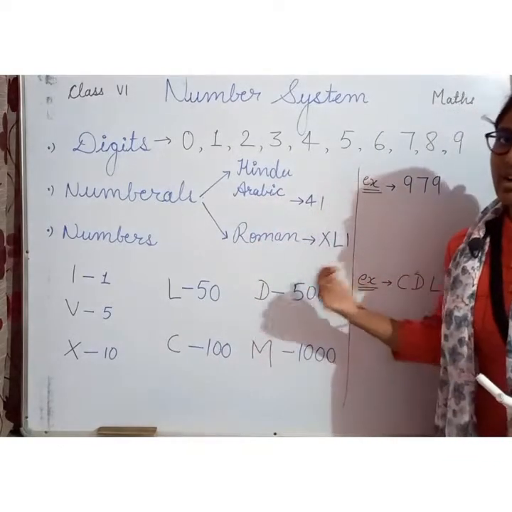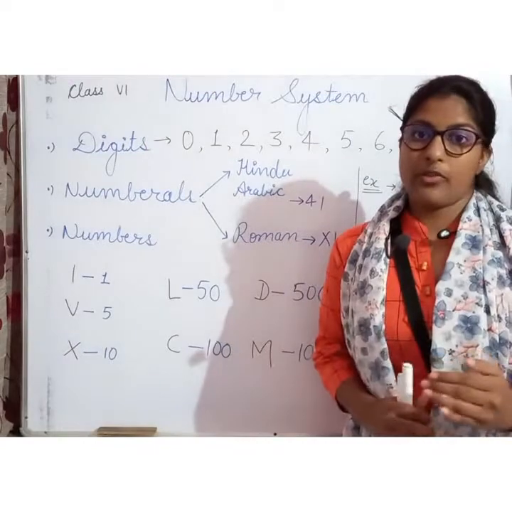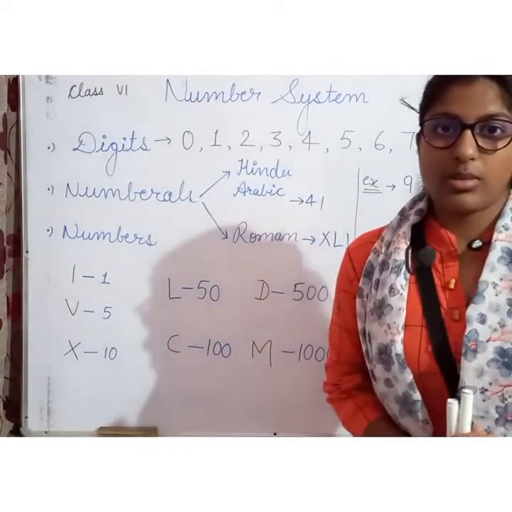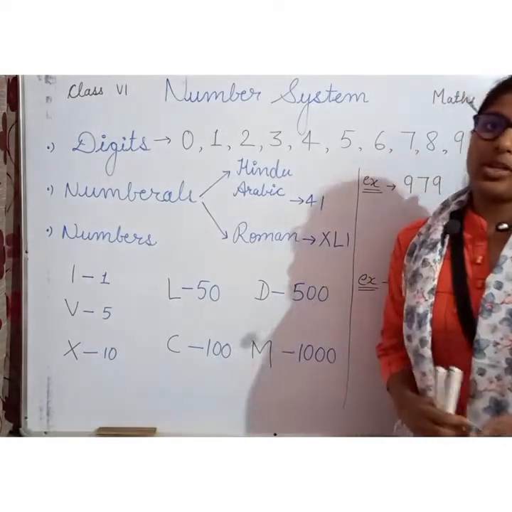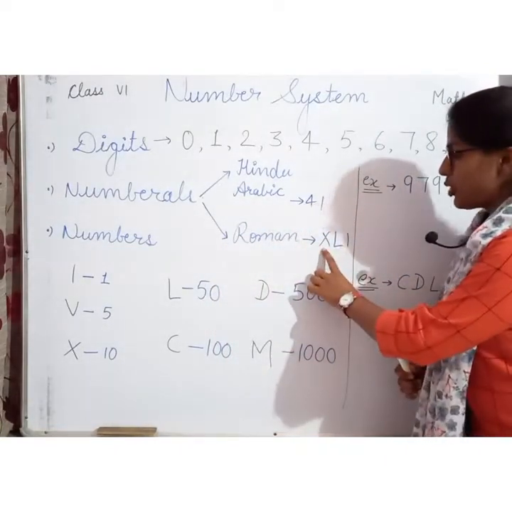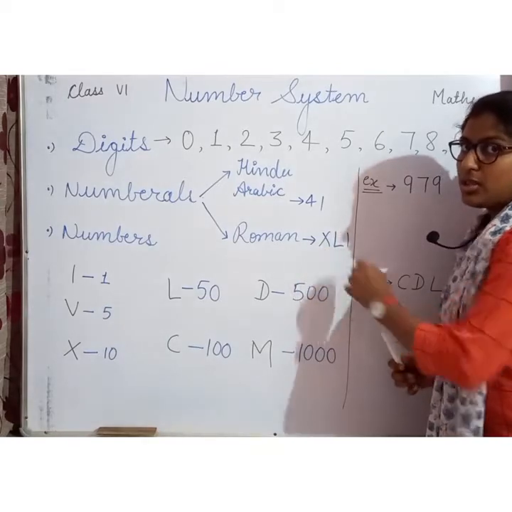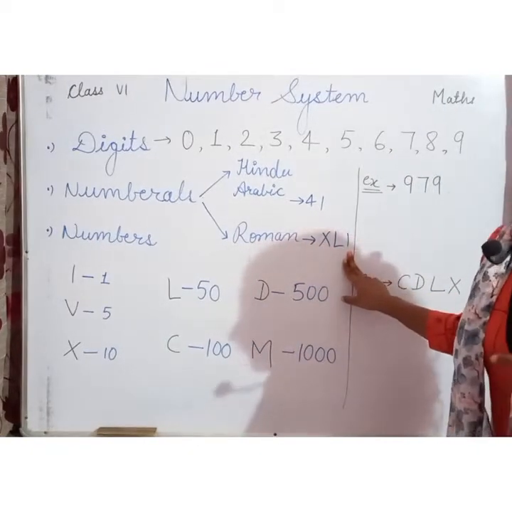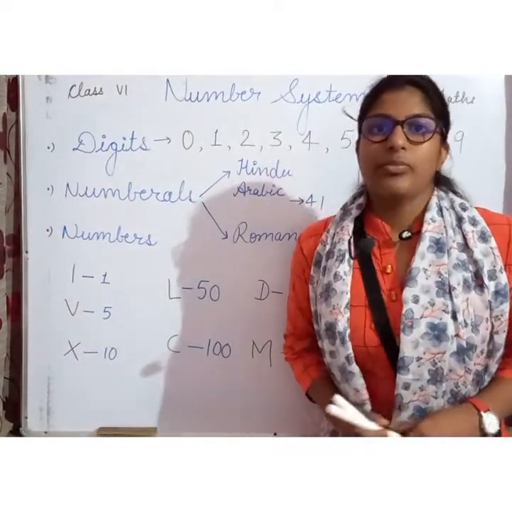Why are we adding and why are we subtracting? If we are writing any Roman numeral at the left hand side of the greater number, that one is subtracted. If we are writing it at the right hand side, that one is added. Be careful. If you are writing any Roman numeral at the left hand side of the greater numeral, that will be subtracted, and if you are writing at the right hand side, that will be added. Now some more rules are there.